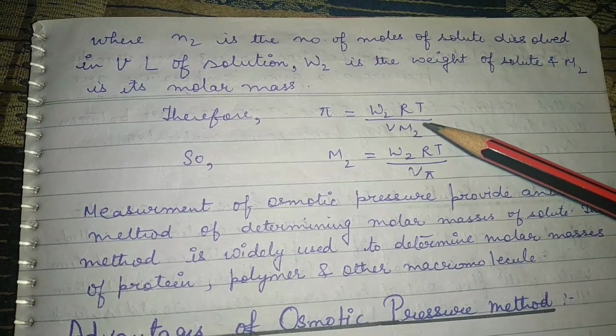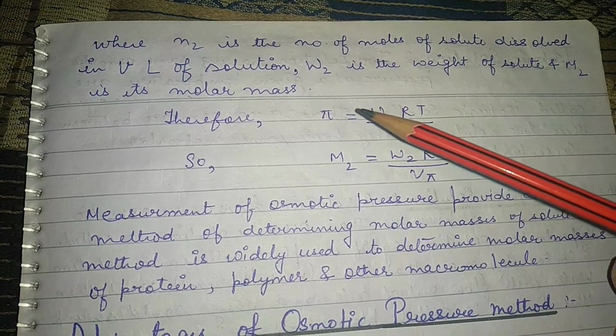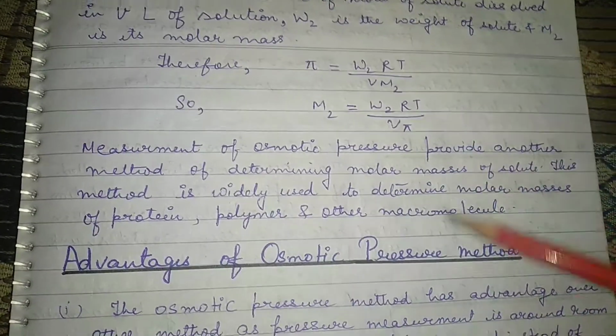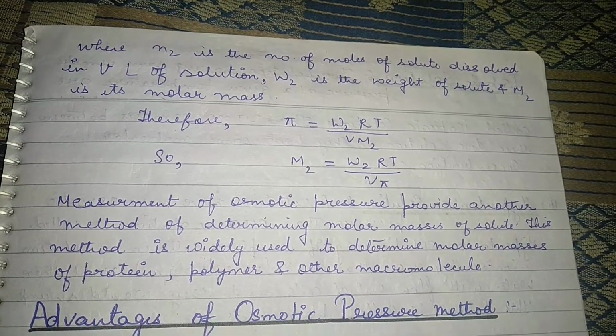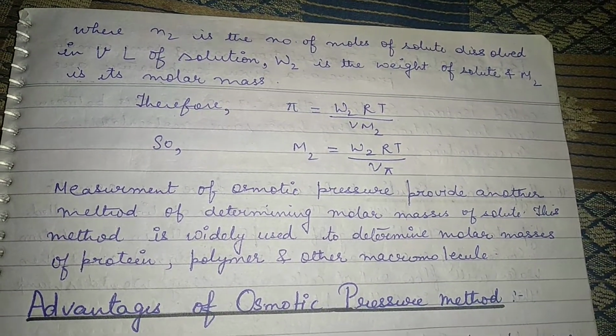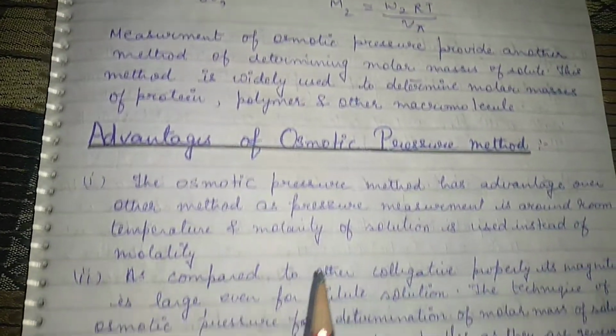So here, to find the molar mass, that is M2, it will come to the numerator, so pi will come in the denominator. The measurement of osmotic pressure provides another method of determining the molar mass of the solute. This method is widely used to determine the molar masses of proteins, polymers and other macromolecules.